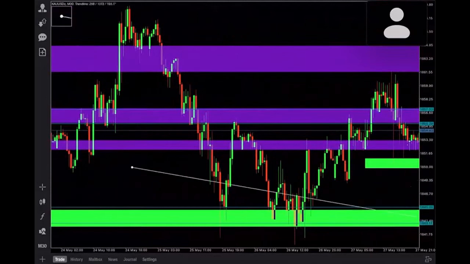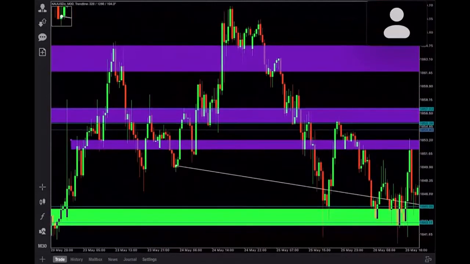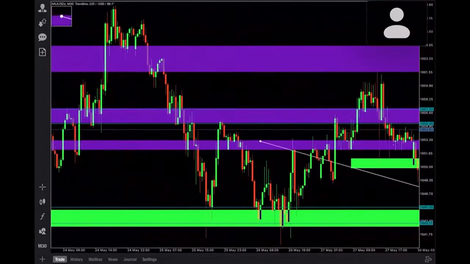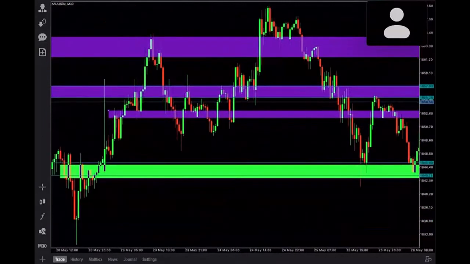Yeah, mostly it's at this level. See, if it doesn't break this level, it will not fall. If it breaks, it falls. Compared to the purple, it's too high. So I prefer the green one. So I'm going to remove this one.